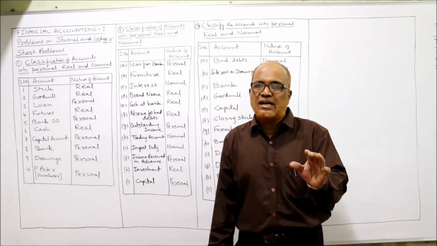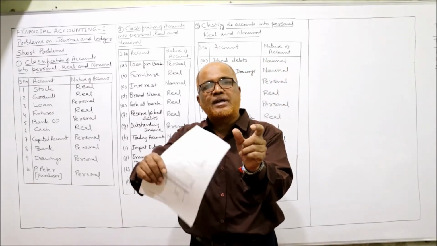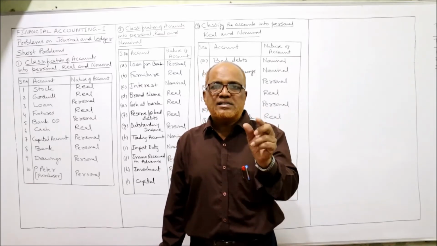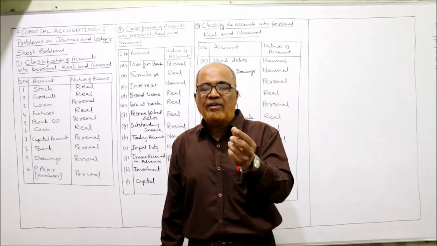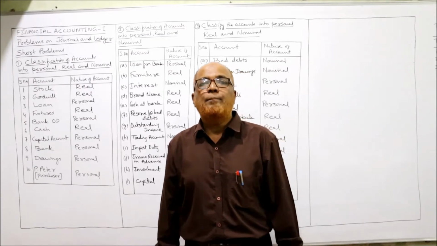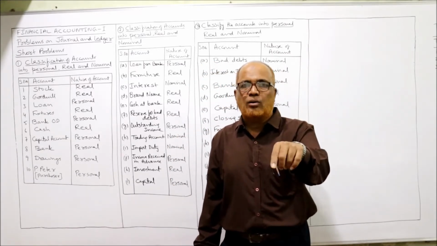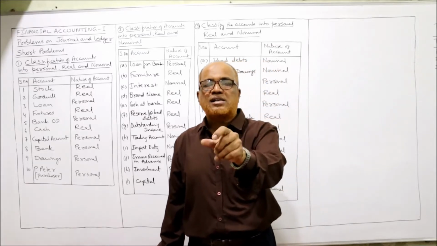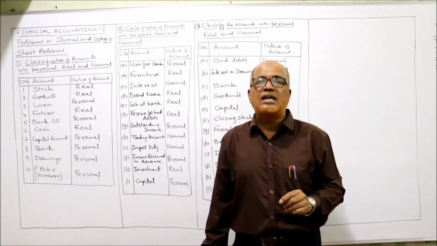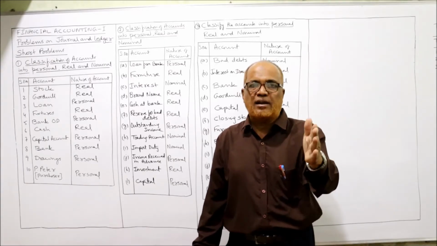Apart from that, the representative personal account. Representative account means an account which represents a person. Example, outstanding salary. Only salary is a nominal account. But when we attach a prefix or suffix to salary, it will become a representative personal account. So salary account is a nominal account. If we add outstanding salary or salary outstanding, then it will become a representative personal account. In this way we have to classify the accounts into personal, real and nominal.